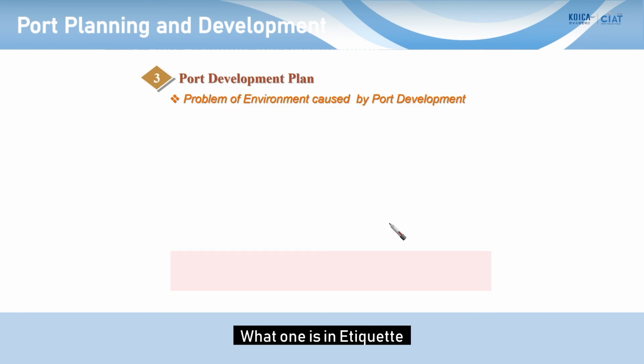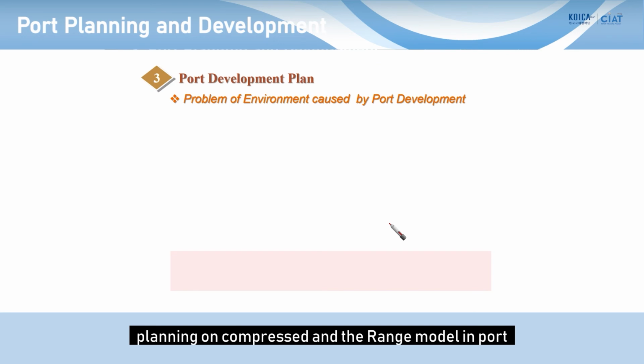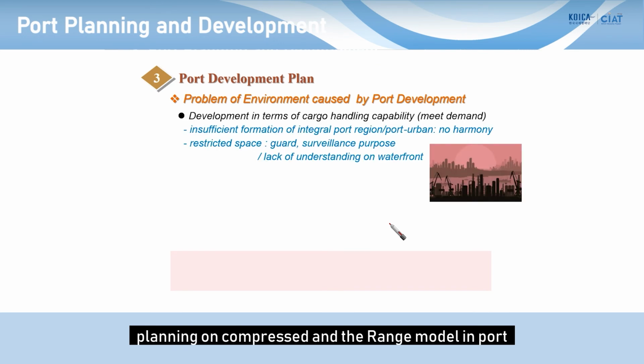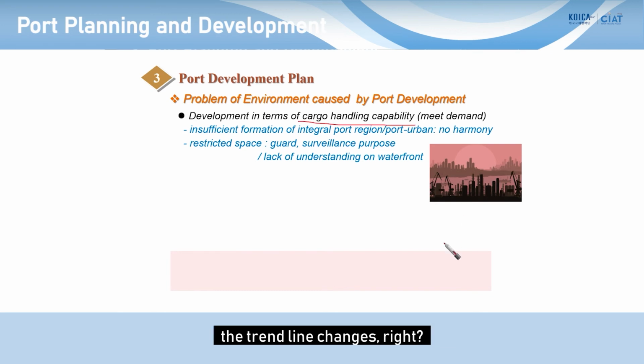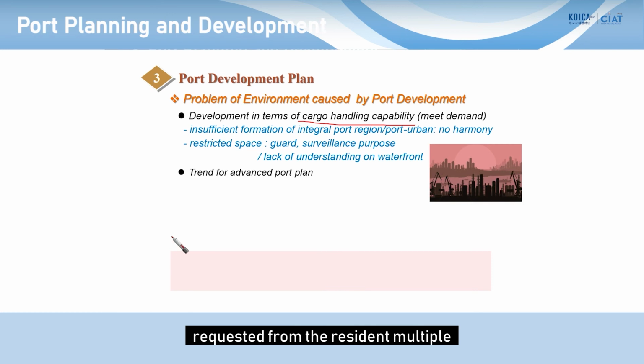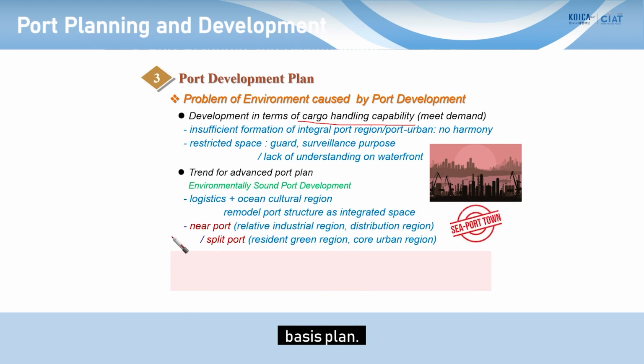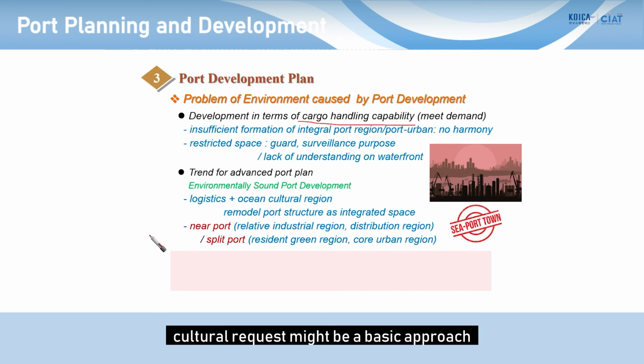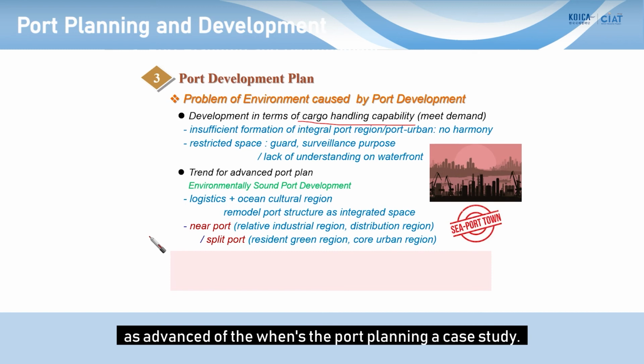Another one is inadequate planning on capacity and arrangement of port zone. Consider only cargo handling capacity. The paradigm changes, right? This causes serious problems such as traffic jams, noise, air pollution, landscape damage, and even compensation requests from the residents. A multiple space plan adjusting logistic needs with the ocean cultural request might be a basic approach, as per advanced port planning case studies.